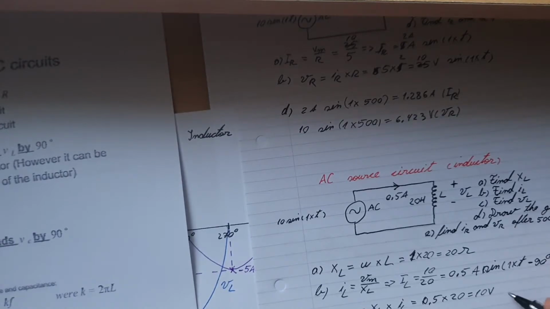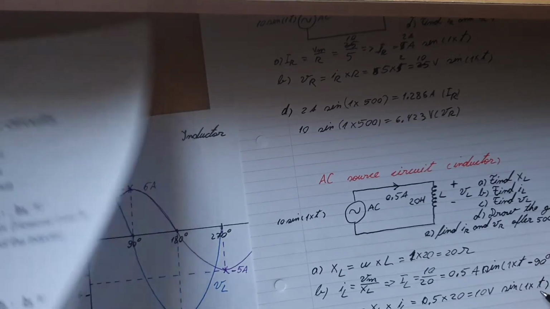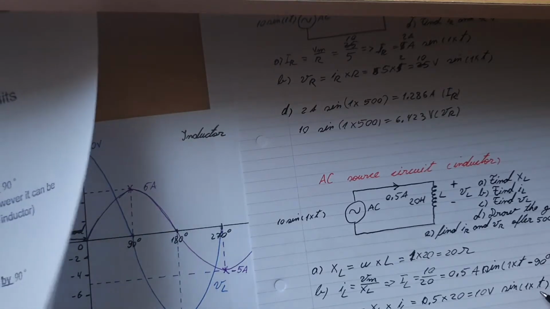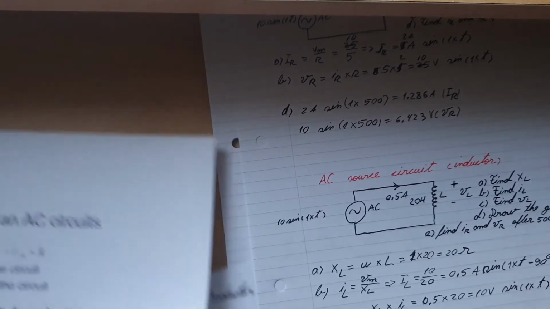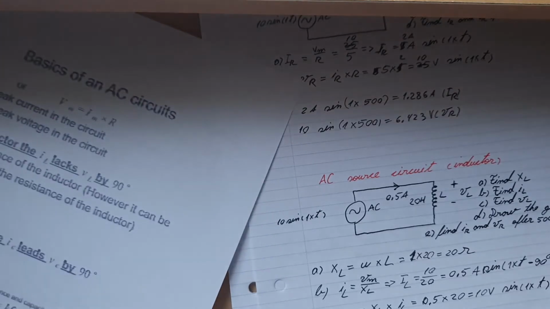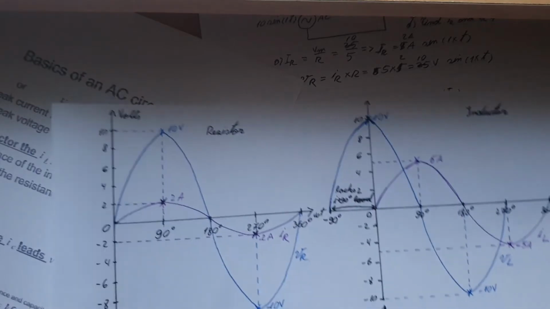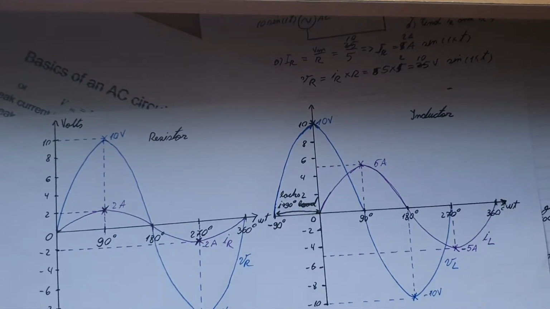Okay, and again we are going to put the sine 1 times the time, and this time we don't put the minus 90 degrees, because this one stays constant. So yeah, now let's look at the graph, because that's what part C requires us to do. And the graph for the inductor is this one right here.